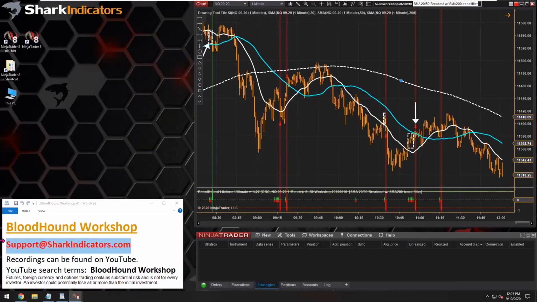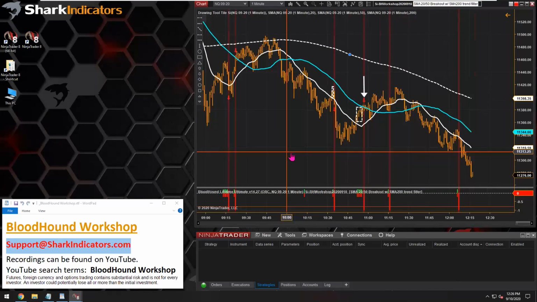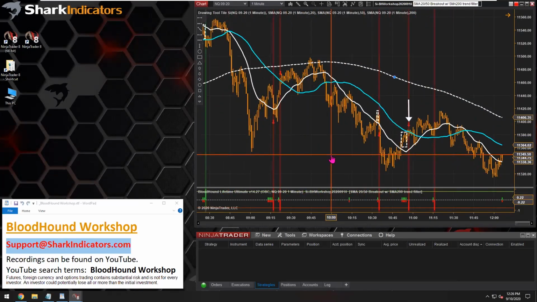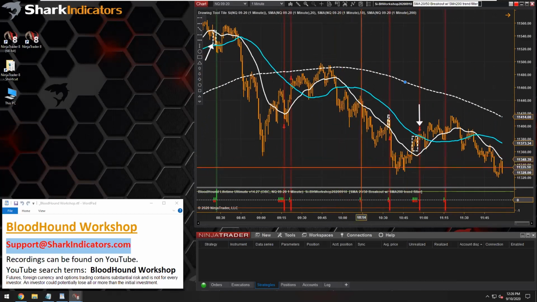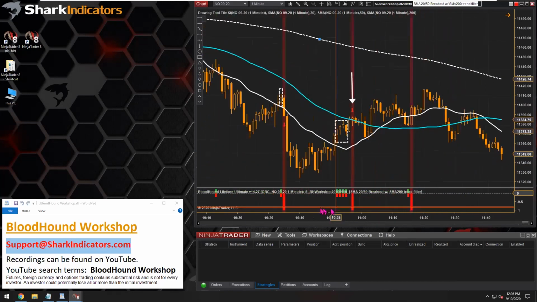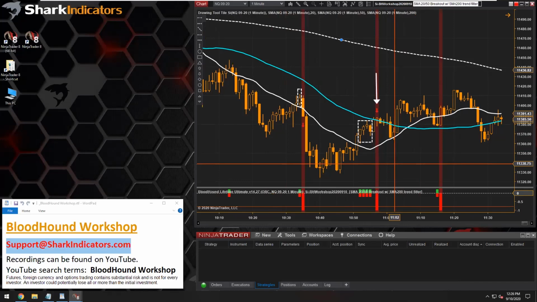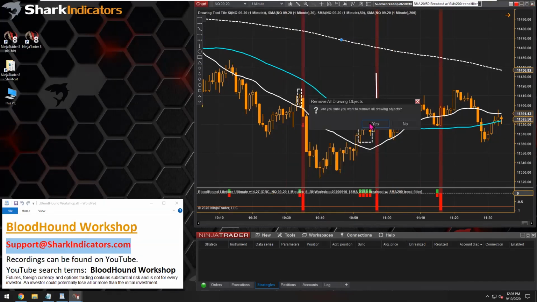Yeah, so Wayne is asking, can we only generate a long signal when it breaks out of the top of the zone and a short when it breaks the bottom of the zone? All right, let's see. Oh, great. Here we go. So we actually have a working condition here. Let me clean up my drawing tools here.